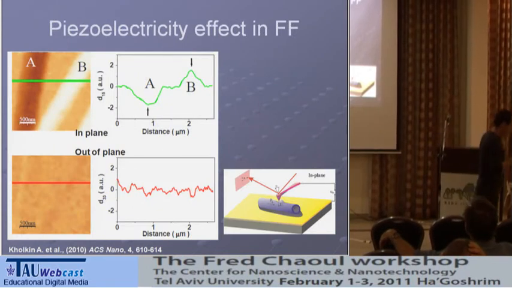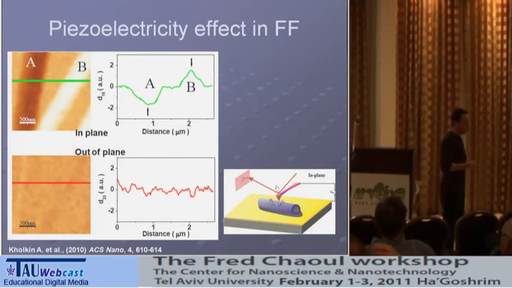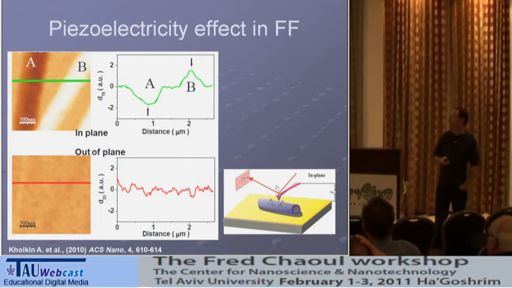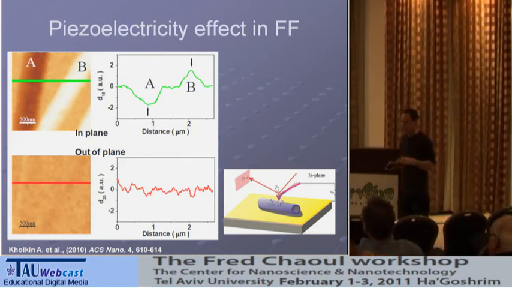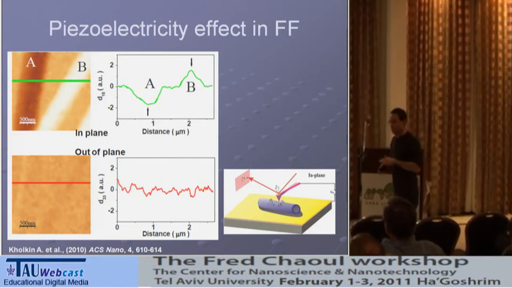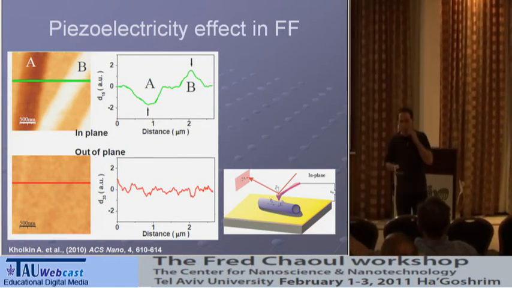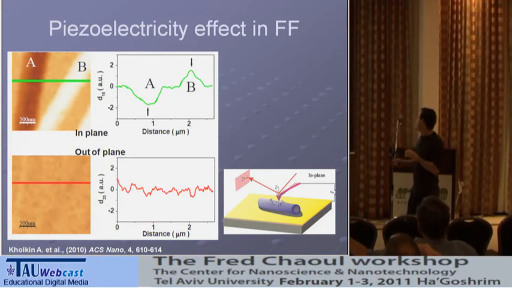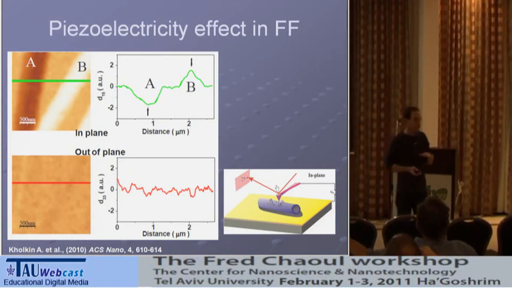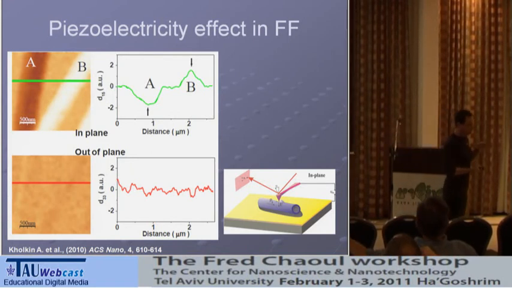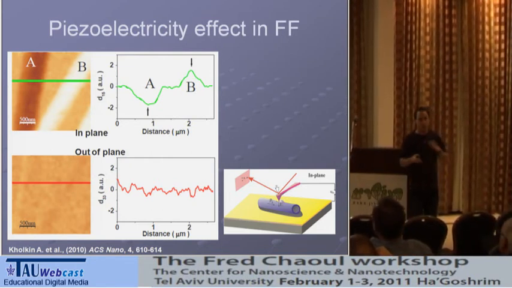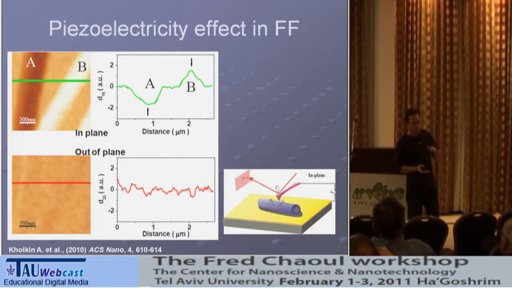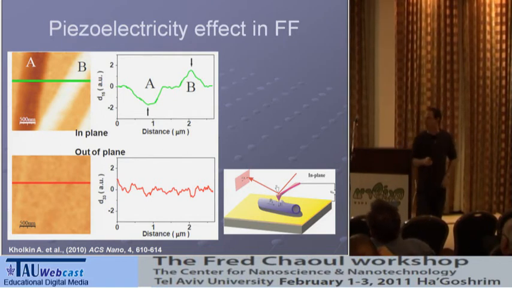So let's skip to the second phenomenon. The second phenomenon is piezoelectricity. What is piezoelectricity? It is when you apply an electric field to a non-centrosymmetric crystal, you cause strain in the crystal, so you can change the dimension of the crystal structure according to the voltage, and it's also reversible. You can cause a strain and then produce electricity.